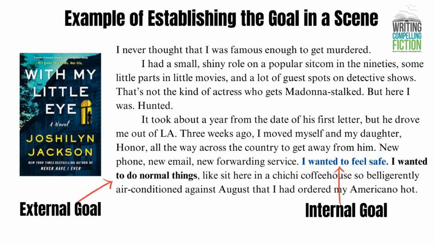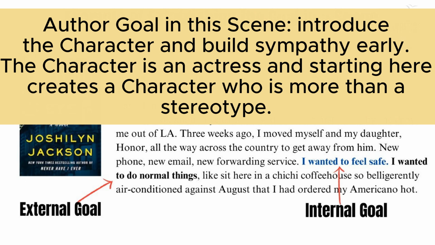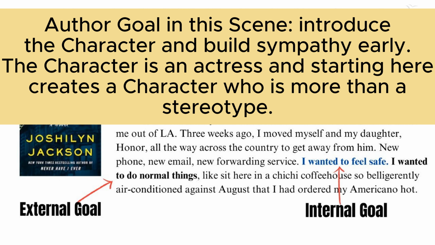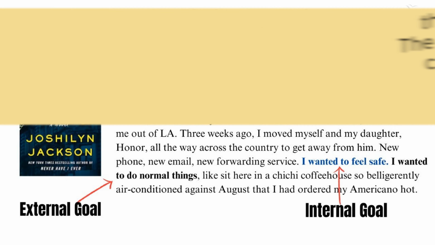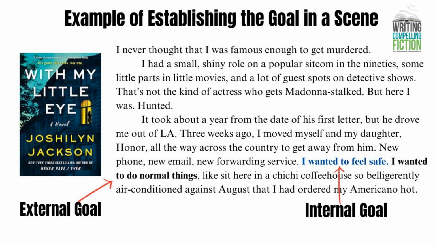This is from With My Little Eye by Jocelyn Jackson. And her goal, she moved from LA to Atlanta because she wants to feel safe. She's been stalked. And so that's her, she wants to be able to do normal things. She wants her daughter to have a normal life. So this is another way of showing you how the goal is. And yeah, this is a little bit more spelled out. I wanted to do normal things and I wanted to feel safe. But it's right there in the very beginning of this scene.